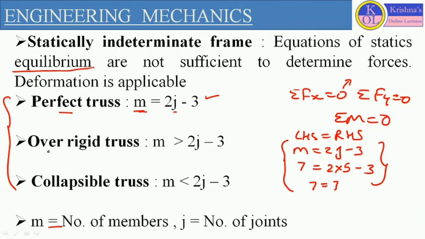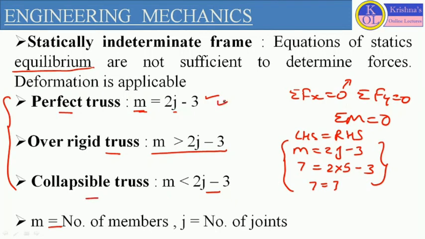Now if we talk about another type of truss, that is the over rigid truss, this condition should be satisfied: if m is greater than 2j minus 3, in that case that particular truss will be an over rigid truss. And the third type of truss is the collapsible truss, where m should be less than 2j minus 3. If this condition is satisfied, in that case the truss will be a collapsible truss.